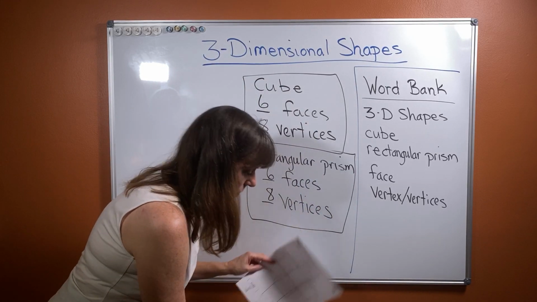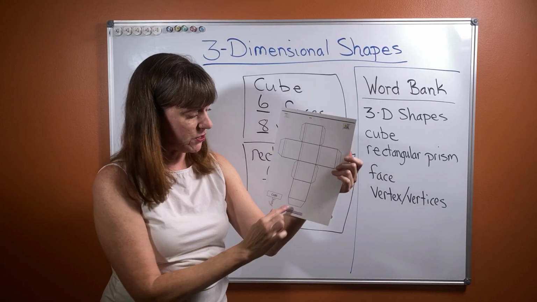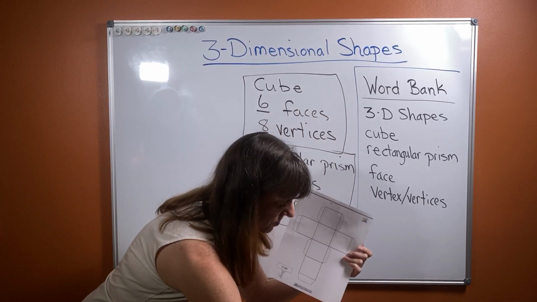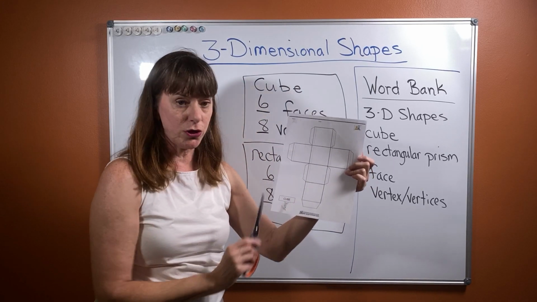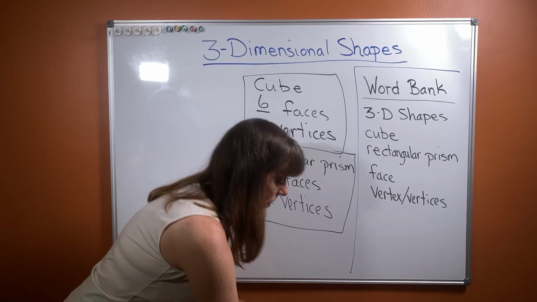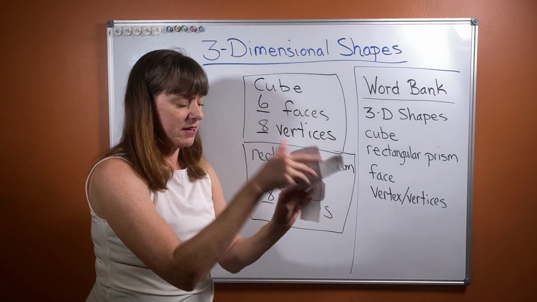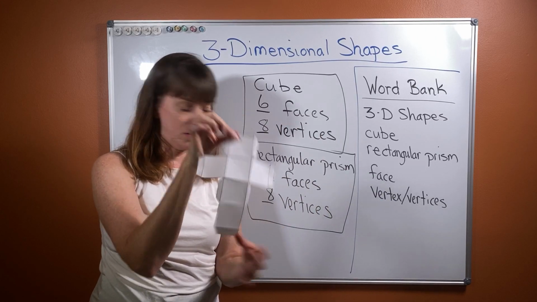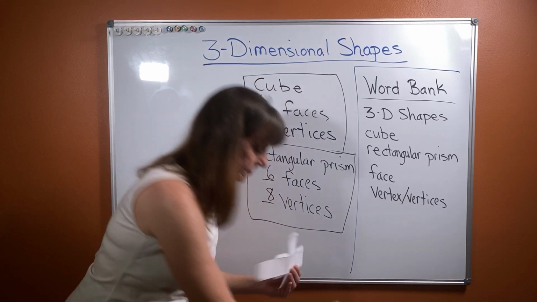Now, we are going to start with this, and I'm going to show you really quickly how to do it. You are going to take a pair of scissors, and you are going to cut around the edge. Make sure you do not cut the tabs off. When you are done, you will have something that looks like this for the cube, and you'll have something that looks like this for the rectangular prism.